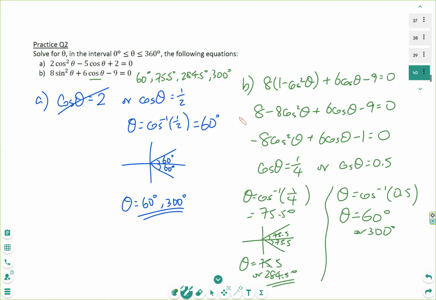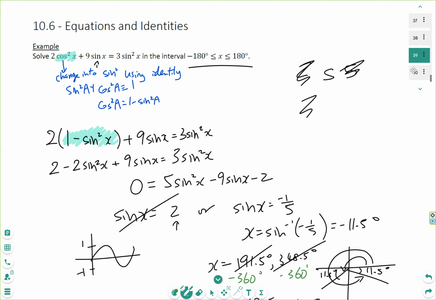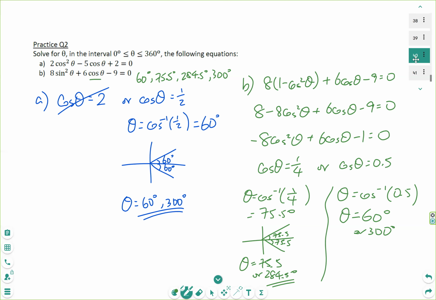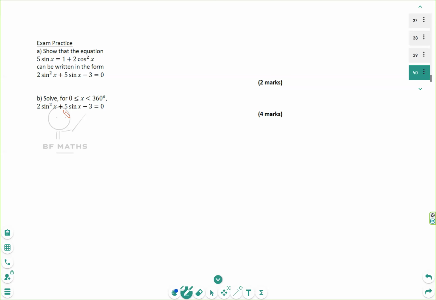Right. So last but not least, oh, where's the exam question gone? Right, a little technical error. I think I moved the page upwards somewhere. Found it. So now have a go at the exam practice.